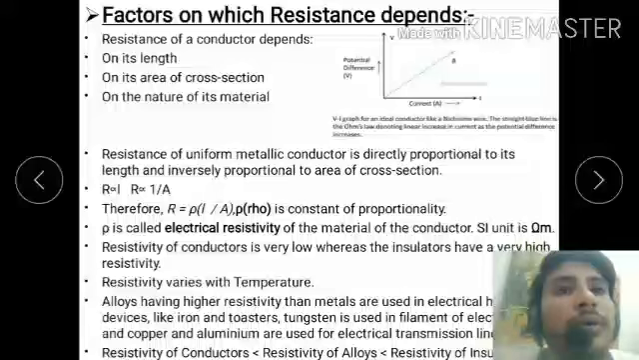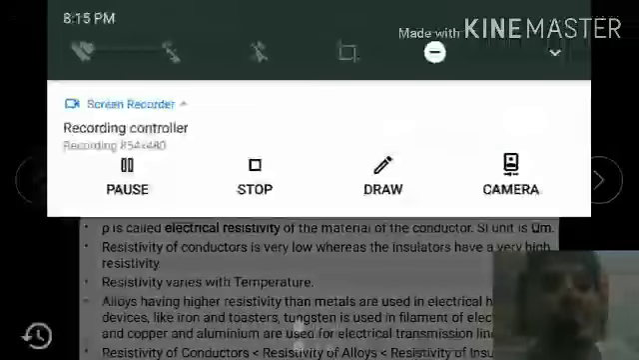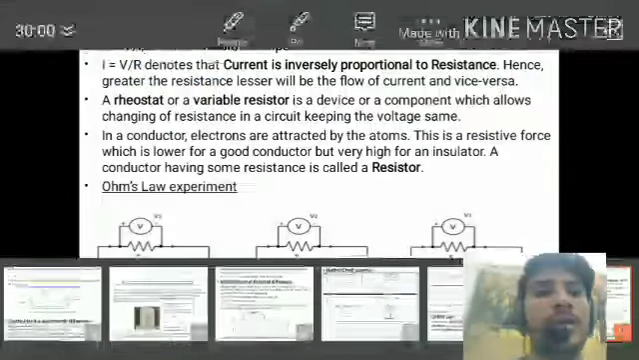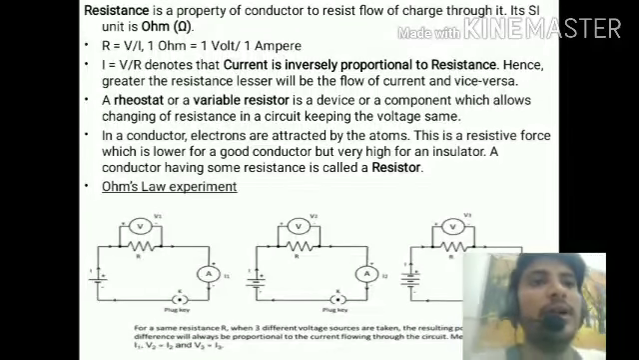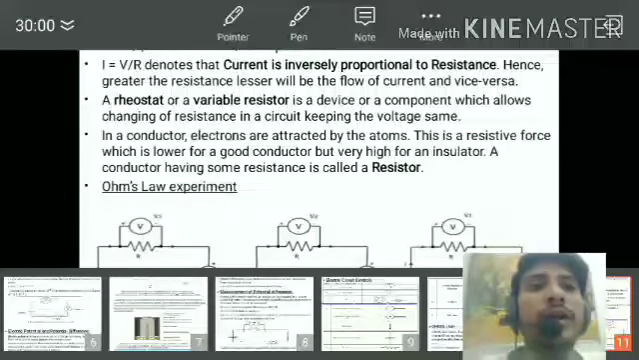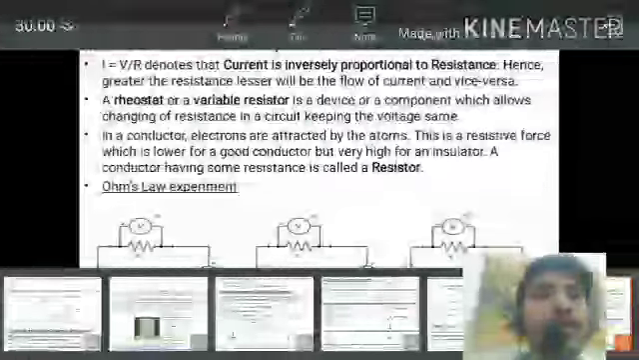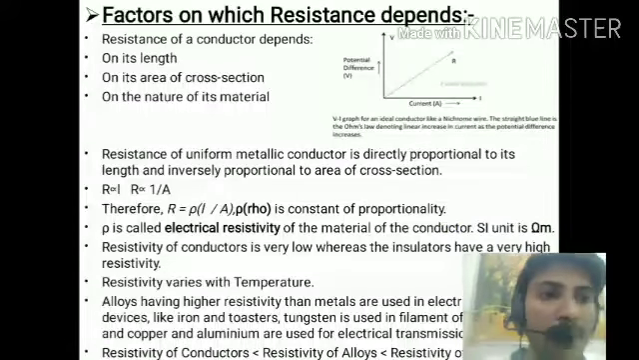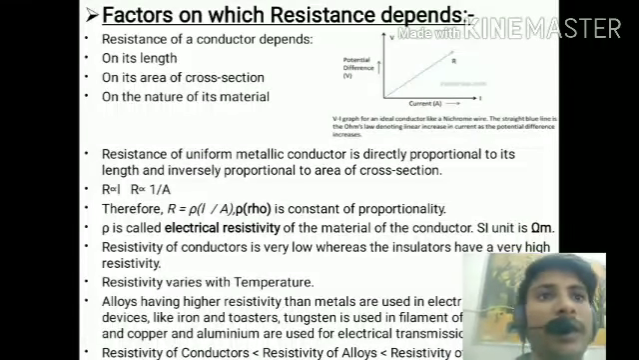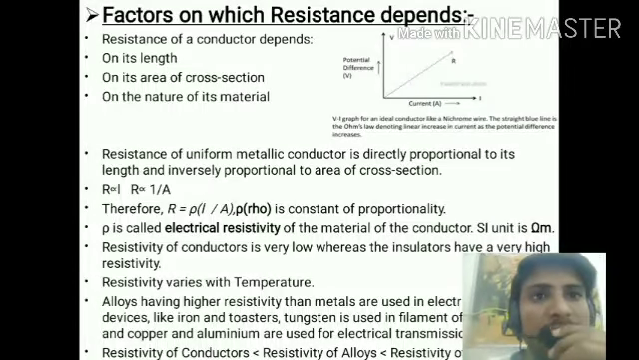Okay, now the factors on which the resistance depends. Understand very well what is the meaning of the resistance, what is the meaning of current, and what is the meaning of the voltmeter, what is potential, and potential difference. Now move to the next slide. Factors on which the resistance depends. On what factors does resistance depend? Just see it.